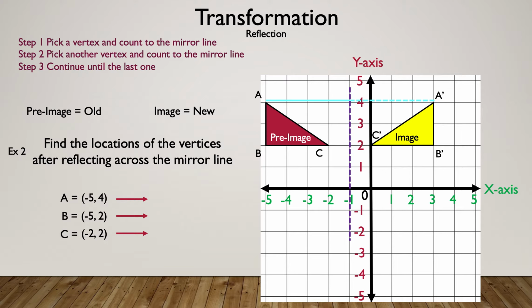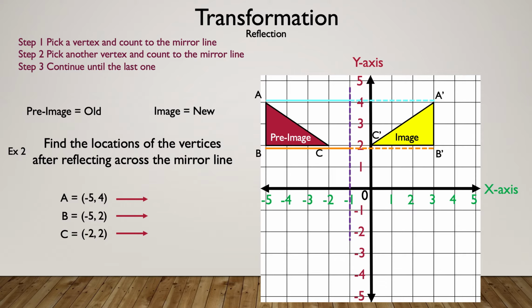Now let's go to B. So we start counting 1, 2, 3, and 4. So now we have counted 4 to the line. So now we count 4 away. So we have 1, 2, 3, and 4. So B prime is in the right spot.